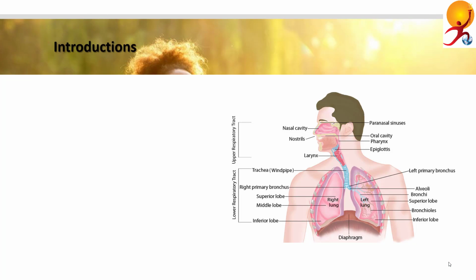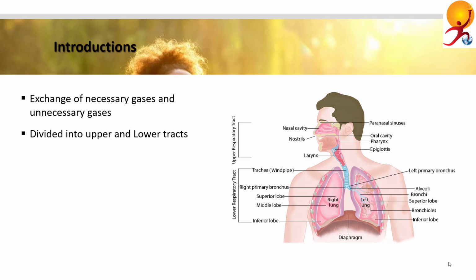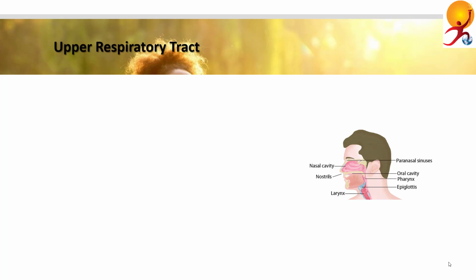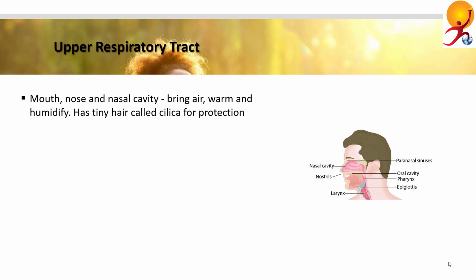Respiration is the entire process of taking air in, exchanging needed gases for unnecessary gases, and releasing the waste form of gases. The human respiratory system consists of the following parts and is divided into the upper and lower respiratory tracts. Firstly, the upper respiratory tract has the following parts: mouth, nose and nasal cavity.